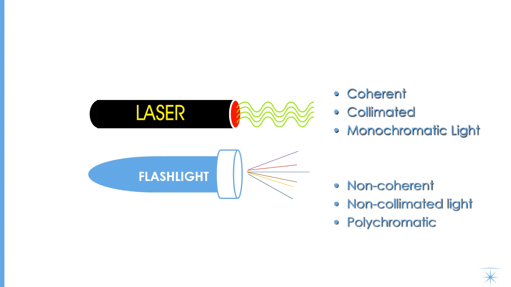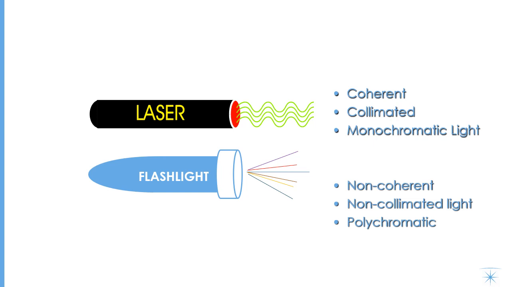So the non-collimated light will not be able to treat dermal structures, hair follicles if they are deep, or dermal pigmentation or tattoos which are in the dermis, or even deep vascular lesions. The third character of the laser is being monochromatic, and monochromatic means it's composed of one wavelength.